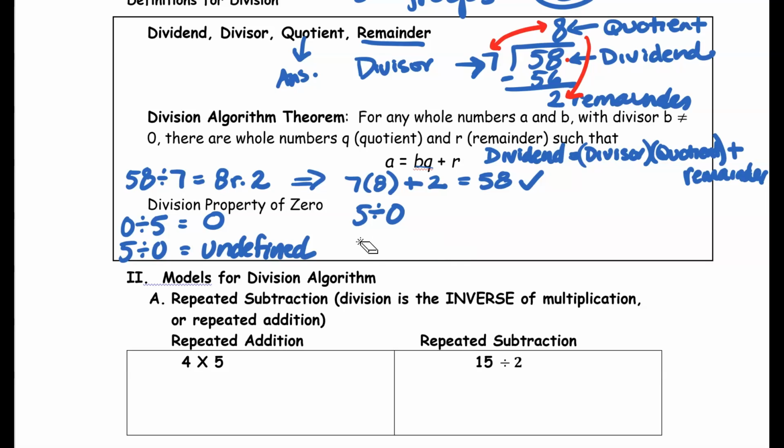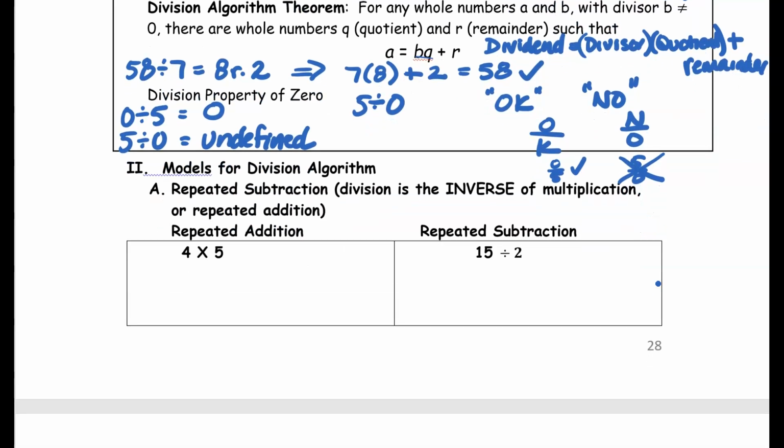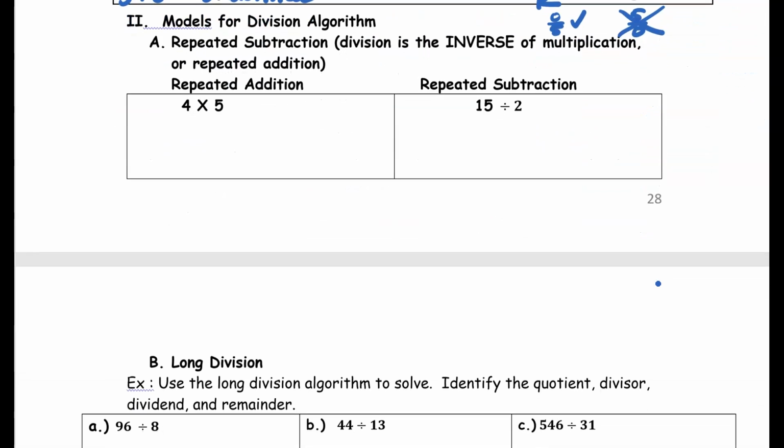Here's a little trick to help you remember the answers to these division problems. I always remember okay and no, and I write these as a fraction. So it's okay to have 0 on the top. For example, it's totally okay to do 0 divided by 5. That works. It's not okay, or no, to have 0 on the bottom. So if you do 5 divided by 0, that's not okay. It doesn't work.